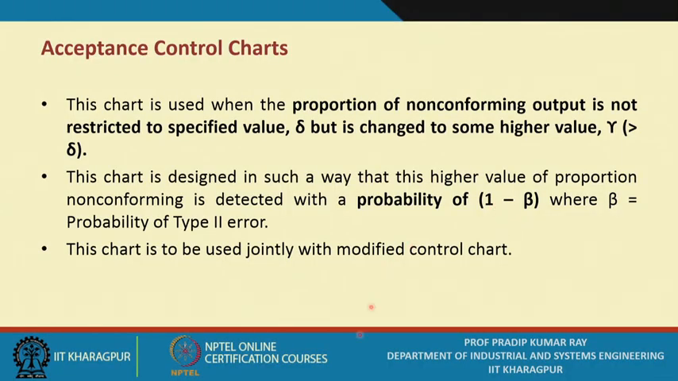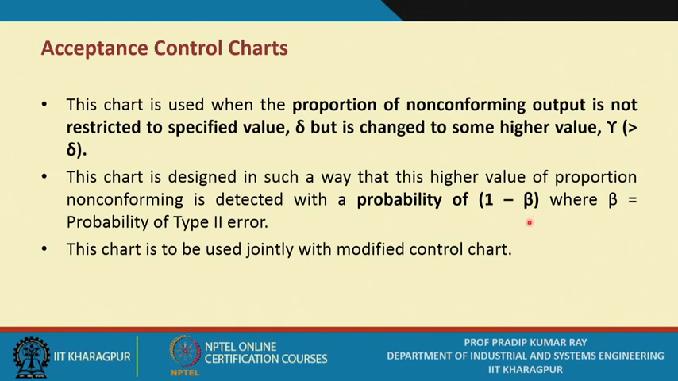Now this point I have elaborated: this chart is used when the proportion of non-conforming output is not restricted to the specified value delta. If you remember, when we design the modified control chart, it is designed with respect to a specified value delta. But because of some reason, suppose delta is changed to some higher value, say gamma, which is substantially greater than delta. So delta is 1%, and gamma may be 3%. Now this chart is designed in such a way that this higher value of proportion non-conforming is detected with a probability of 1 minus beta.